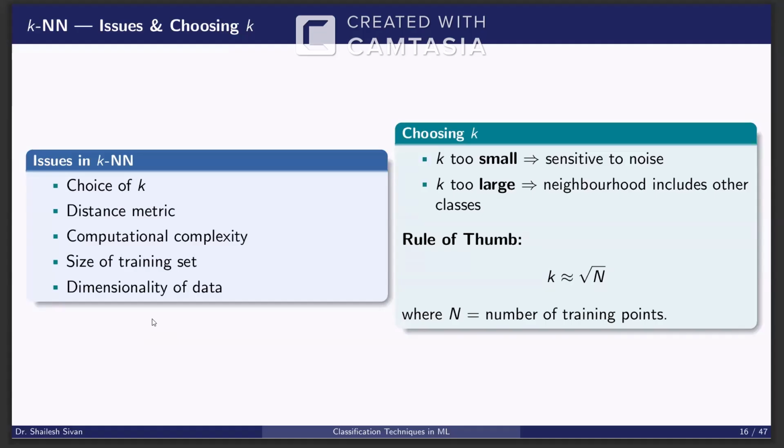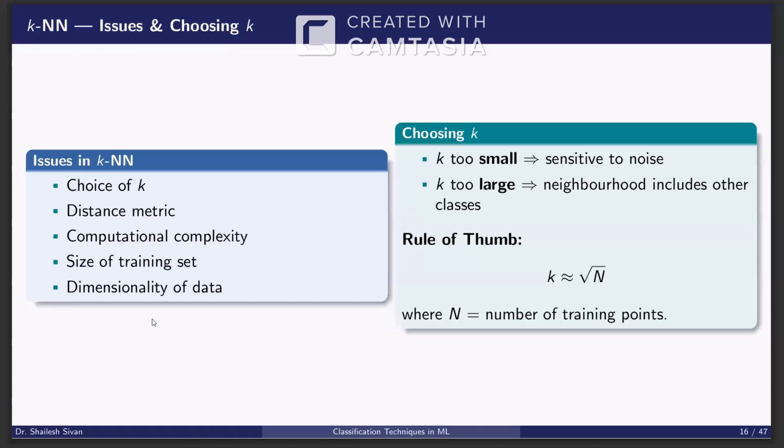If K is too small, it becomes sensitive to noise, and if K is too large, the neighborhood includes other classes too, right? And what is the thumb rule? For being safe, K can be chosen as approximately equal to root 10. And what is this root 10?